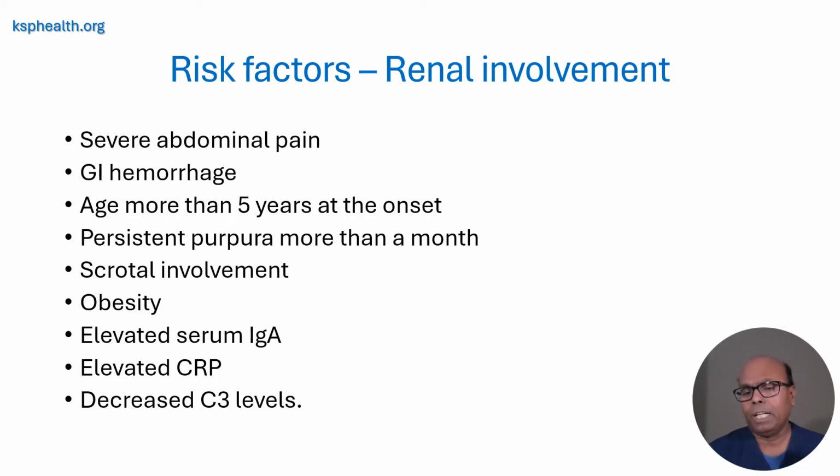The risk factors for renal involvement are as follows. When the patient presents with severe abdominal pain, GI hemorrhage, age more than 5 years at the onset, persistent purpura for more than a month, scrotal involvement, obesity, elevated serum IgA, elevated CRP, and decreased C3 levels, they often tend to develop renal disease.